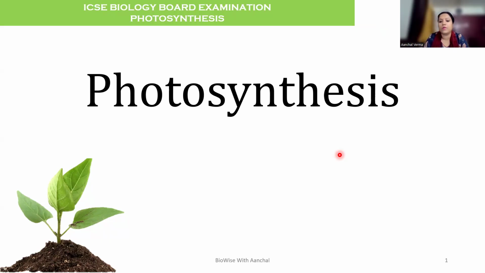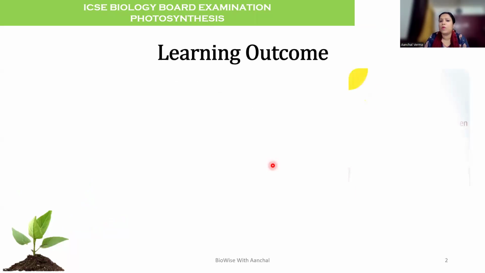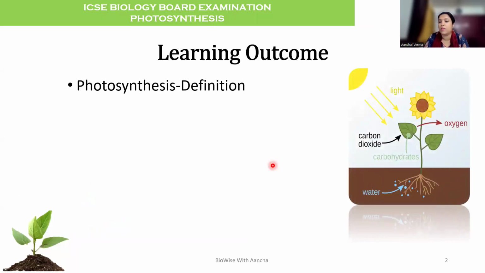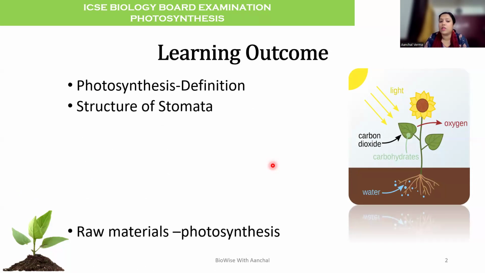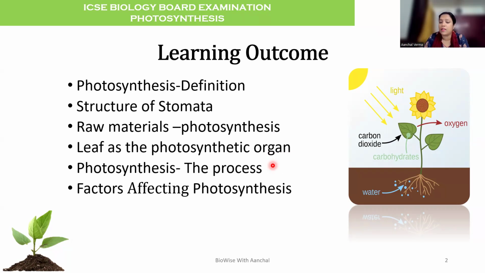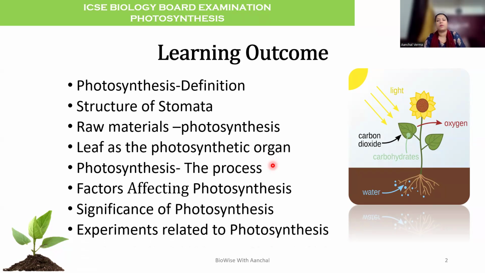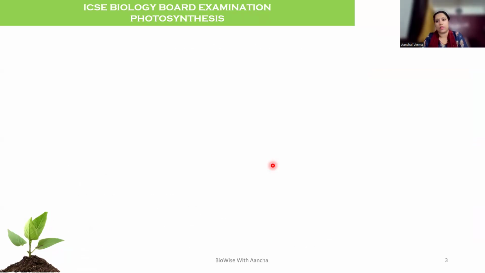Okay, now let us proceed with the chapter. In photosynthesis, what we should know is the definition of photosynthesis, very, very important. The structure of stomata, raw materials of photosynthesis, why is leaf a photosynthetic organ, photosynthesis, the entire process, factors affecting photosynthesis, significance of photosynthesis, and certain experiments related to photosynthesis.